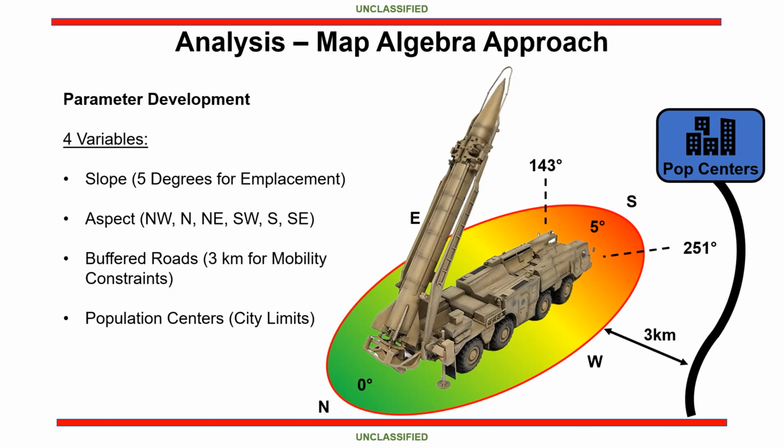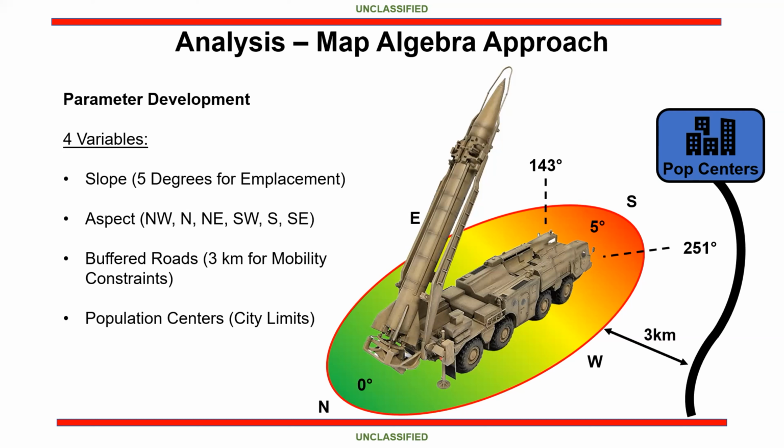So for these variables, I had the slope set at 5 degrees for emplacement, aspect with generally south, generally north of those slope faces. Buffered roads, of course, 3 kilometers for mobility constraints based off of the speed, and then just making sure that's remaining relatively close to the roads for the quick shoot and scoop technique that they were employing. And then population centers as the city limits to make sure they're out of there. So moving to the illustration, it kind of demonstrates these variables in action here, I suppose.